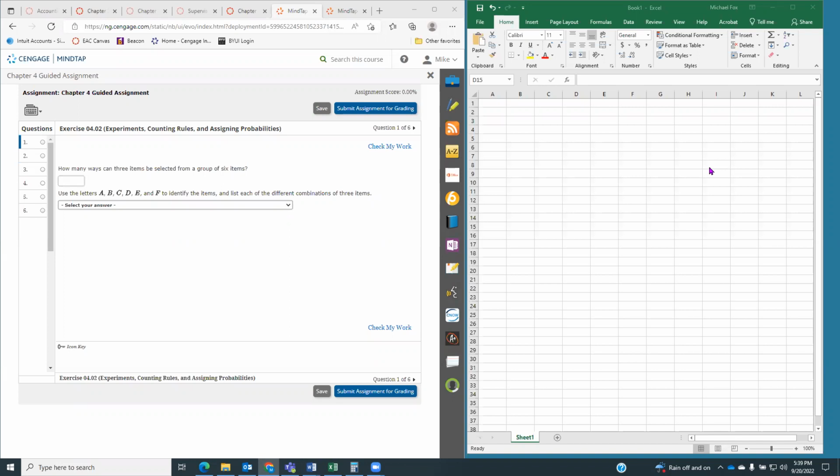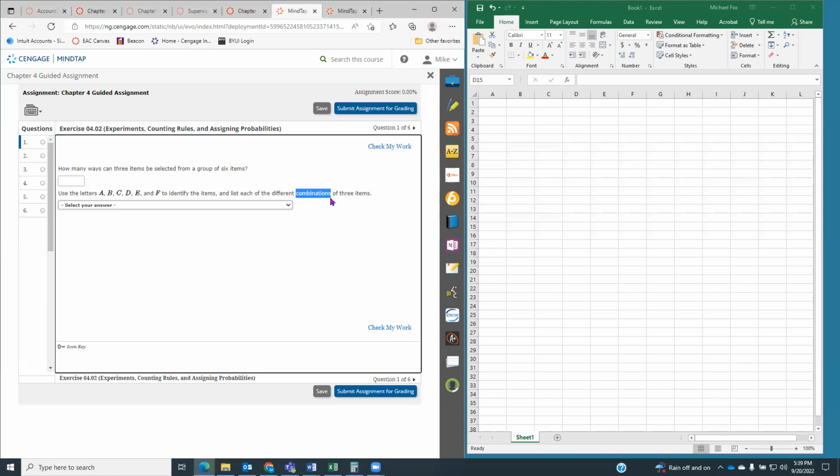As we talk about combinations and permutations, we have to be able to recognize the difference between the two. We're lucky when a problem tells us combinations or permutations, but sometimes they don't, and they try to give us a context clue. So a combination is different ways that we can select a certain number of items from a larger group of items. In this case, it's how many ways can 3 items be selected from 6 items.